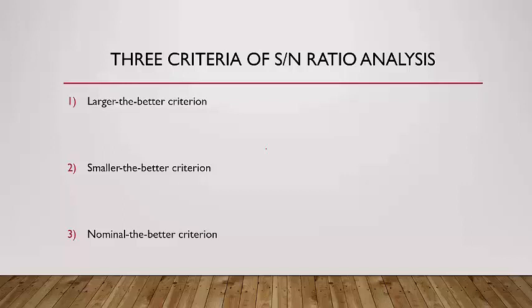The formula for this criterion is SN ratio is equal to minus 10 log 1 by n summation i equals 1 to n 1 by yi square. Here n is the number of trials we have carried out, and yi is the output response value obtained in each trial.